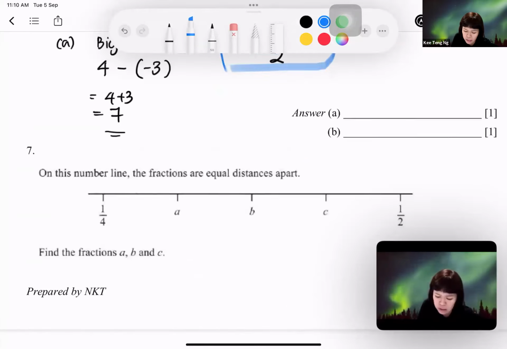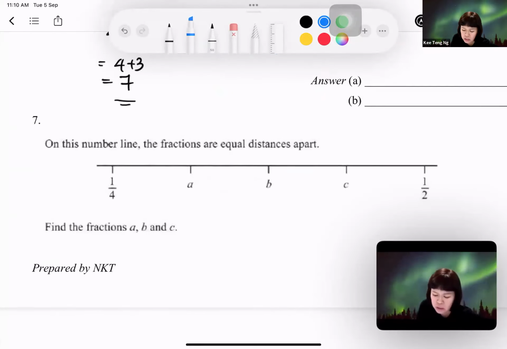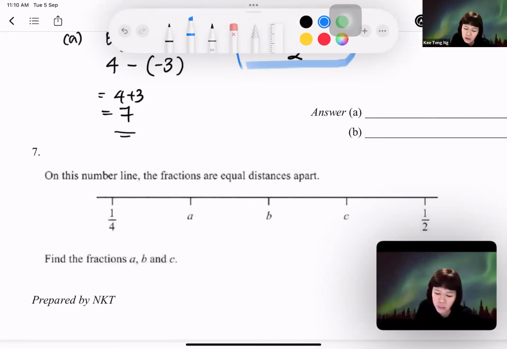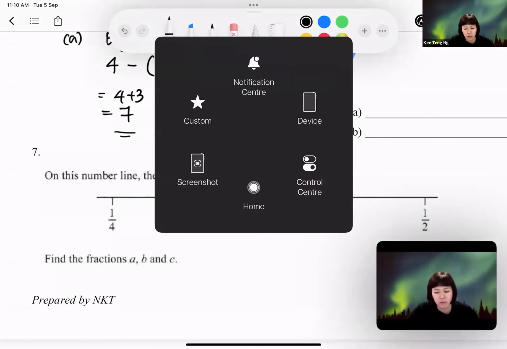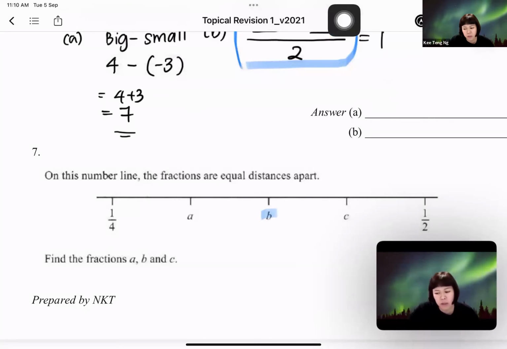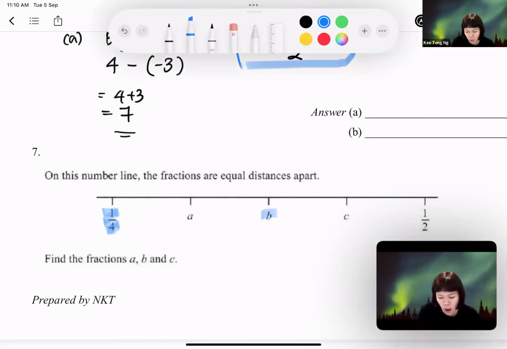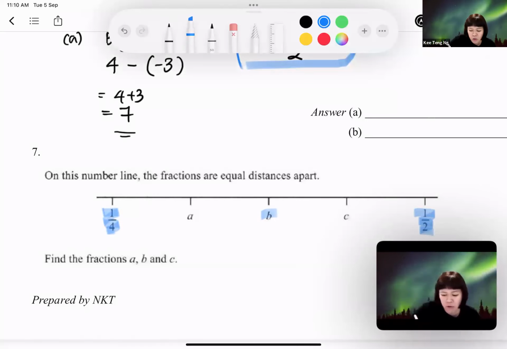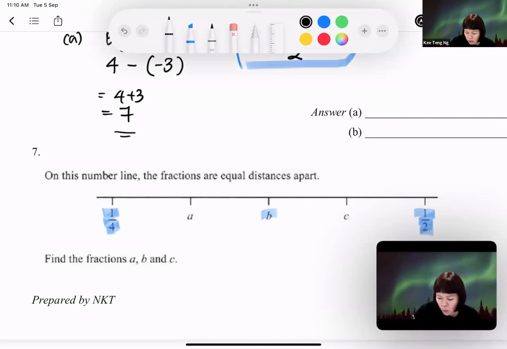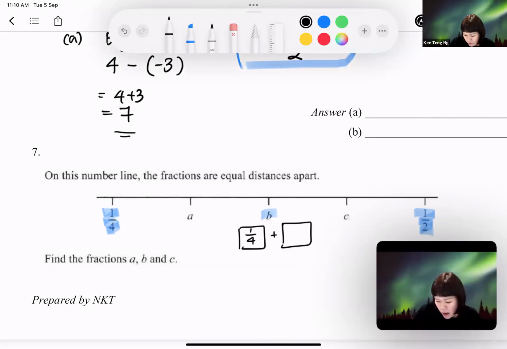Next one, on the number line, the fractions are equal distance apart. Equal in distance apart, meaning I have this one over here to be the mid value, right? This one is right in the middle. You see, the teachers test the same question, mid value, right? Midway. So find the number in between the two of them. This is midway between the number 1/4 and the number half. So what do I do? I take 1/4 plus the number half. I divide it by 2.